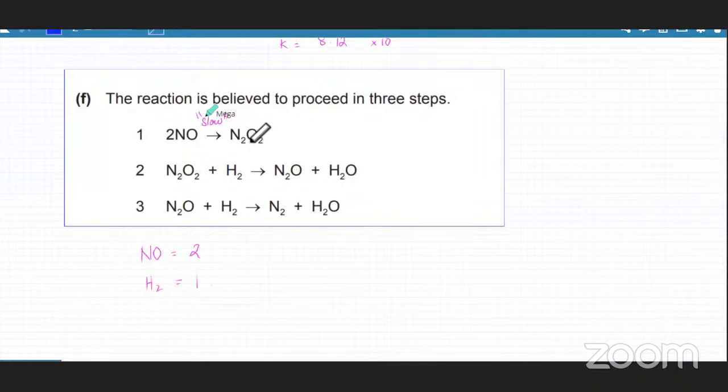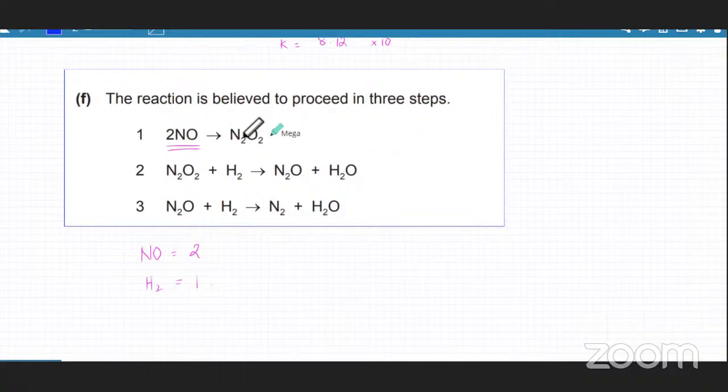So rate depends on the slow step. Again, if the first one is the slow step, the rate would only depend on these two things. So rate would be dependent on NO's concentration squared. That would be your rate equation, which is not true, because the question told us that it was also dependent on H2 concentration. So that's not true. That means that the first one is probably not the slow step.